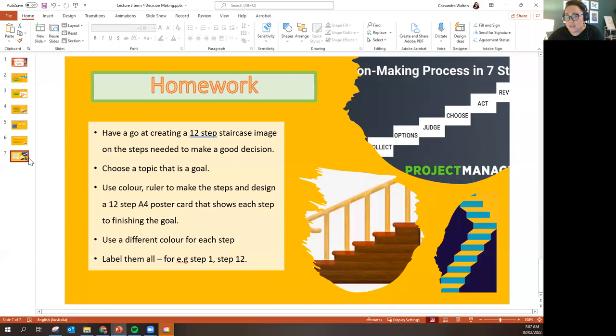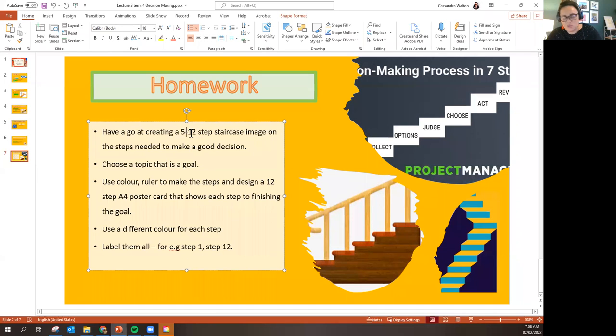Okay, I'll just give you homework and then we'll finish. What I want you to do for homework is create your own 12-step process for how to achieve a goal. You could choose a topic that is your goal, and then you could use colors and rulers or whatever you have on a piece of paper or A4 poster, or even just your book. That's fine. And then you could do it step by step. If you've got the ultimate goal as the last step, it doesn't have to be 12 steps. It can be 5 to 12. So you can create 5 to 10 steps of what you need to do now in order to get to the last goal.